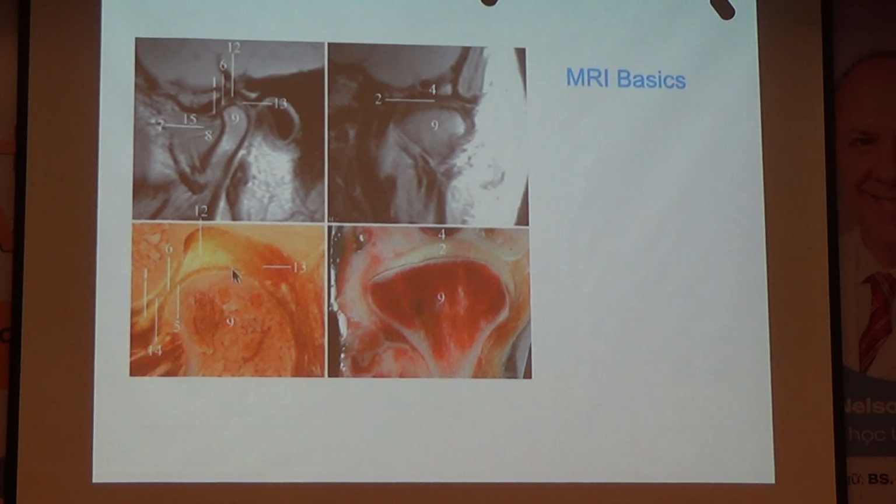Remember when I said to you before that in the normal TMJ, the disc and the bilaminar zone are at 12 o'clock. And here you can see exactly that division.